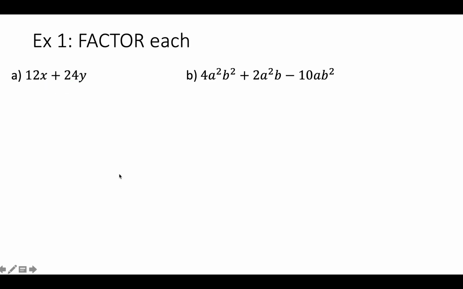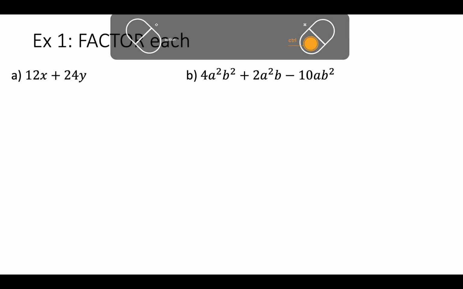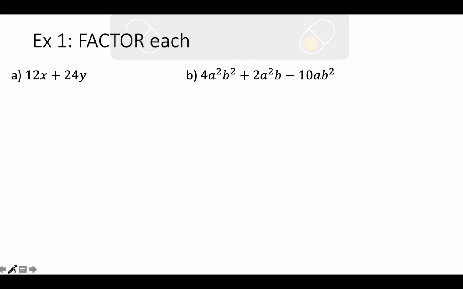All right, so here's our second one. So same thing. We're going to look for a GCF. So our GCF is, let's see, we can divide each term by a 2. We can also divide each term by 1a, and we can divide each term by 1b. So that's our GCF. So 4a squared b squared divided by 2ab leaves us with 2ab.